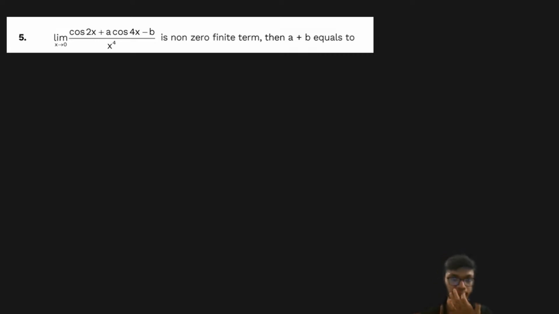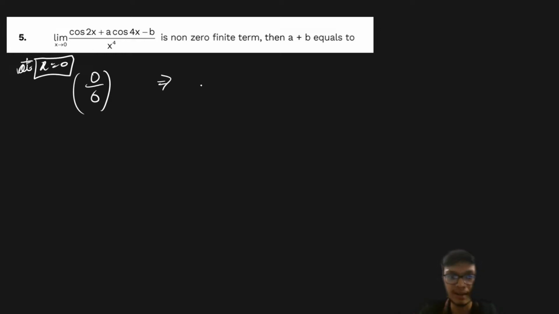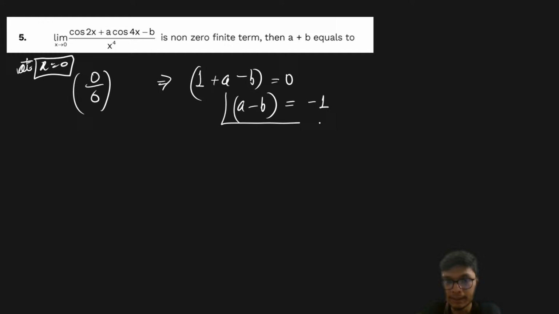So if you look at this problem over here, putting x equals 0, this form should go towards 0 by 0 form, right? So at x equals 0, this particular form should tend towards 0 by 0 form. That means the result of the numerator, that is 1 plus a minus b, should be equal to 0. So from here I get one equation, that is a minus b is equal to minus 1.